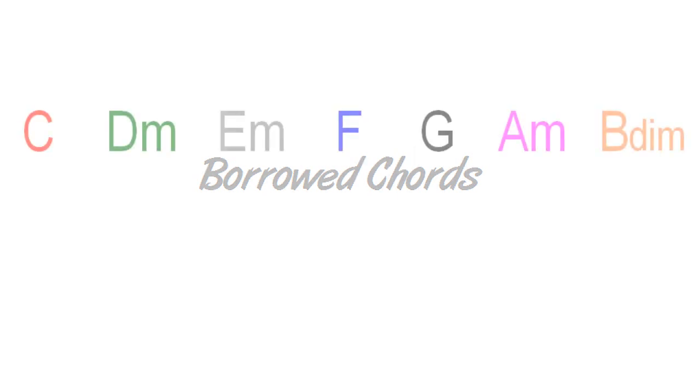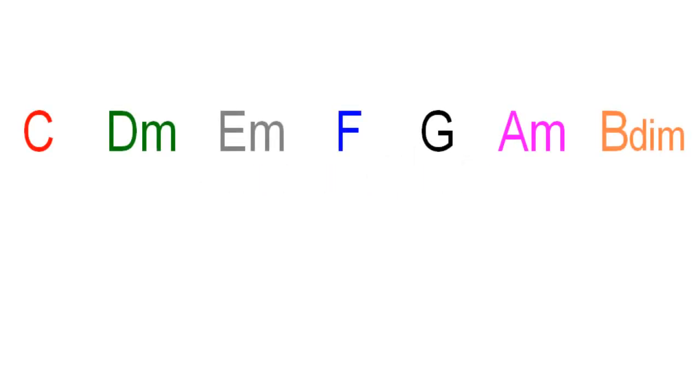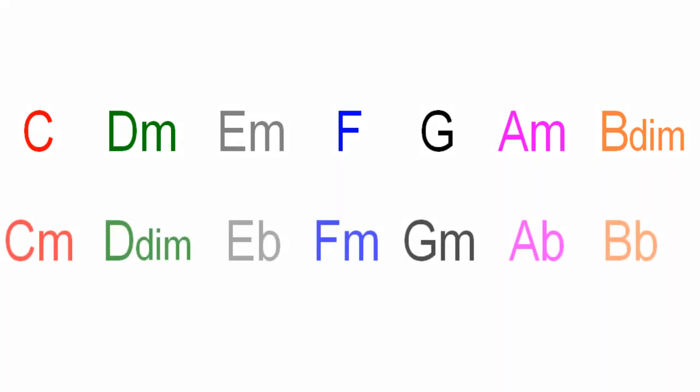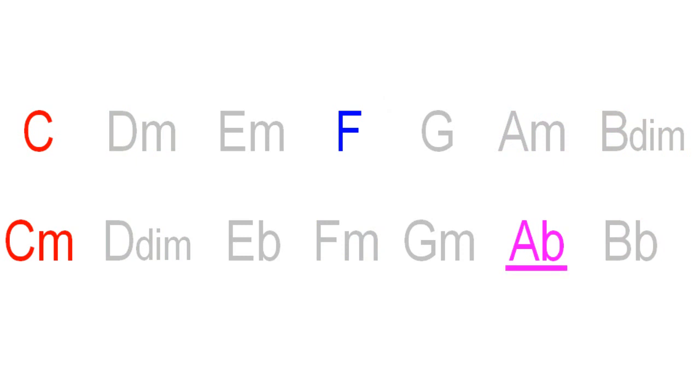Another way of changing key is to use borrowed chords from that new key. For example, starting on C major again, we could borrow a chord from the C minor key in order to move seamlessly into that new parallel key. Here, I've borrowed the 6th chord from C minor, which is A flat major, and used that to link the C major key to C minor.